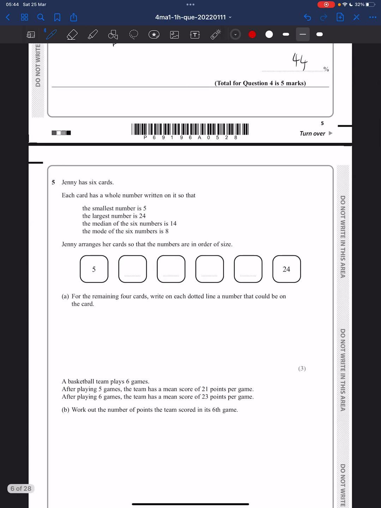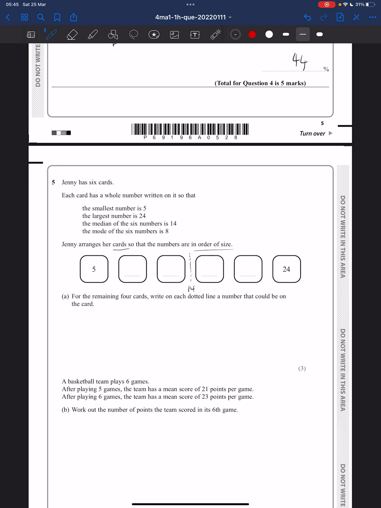Number 5. Jenny has 6 cards. Each card has a whole number written on it. So the smallest is 5 and the largest is 24. The median is 14. The median is going to be in there. And the mode is 8. Okay. And she arranges her cards in order of size.